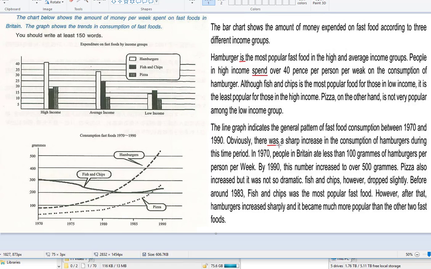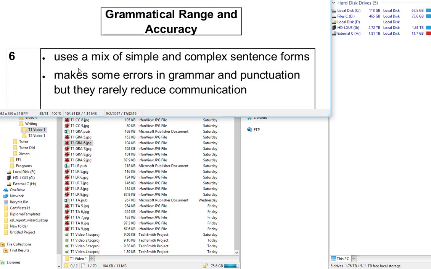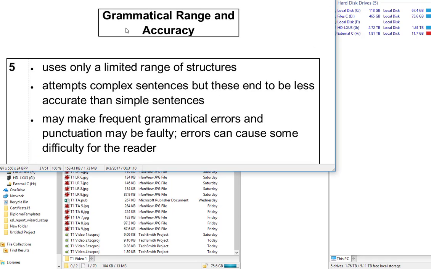Okay, so here they use the past tense. Okay, so the tenses seem to be okay. Appropriate tenses for different charts during this time, but I just see simple sentences. But it was not just so dramatic. Okay, so here is a compound sentence, but it's still very simple. Fish and chips was the opposite. Okay, so the tenses are used accurately, but there's just not that range that you're looking for. So a limited range. Too many simple sentences. So for grammar, 5.